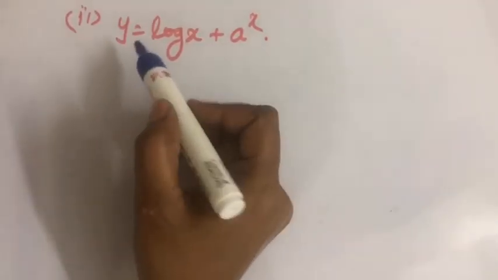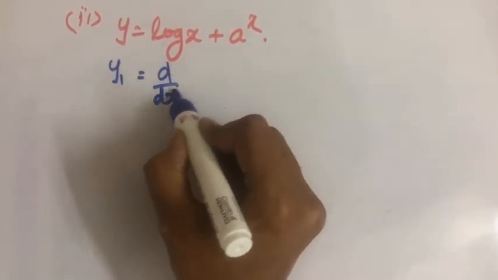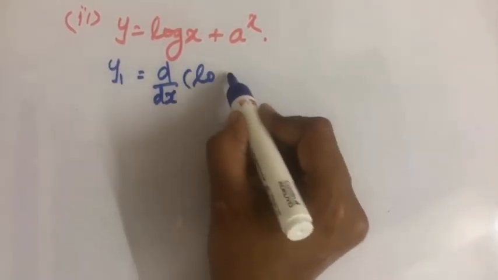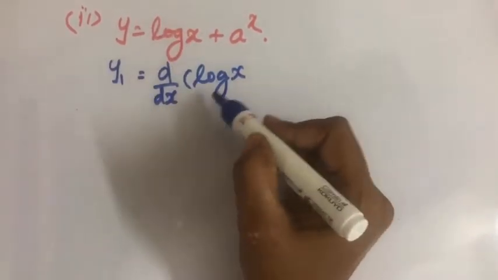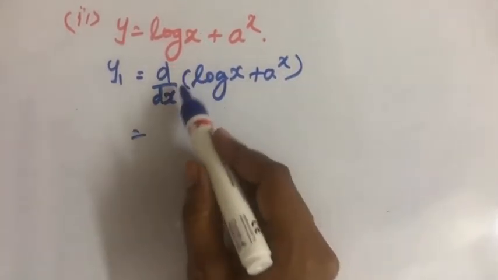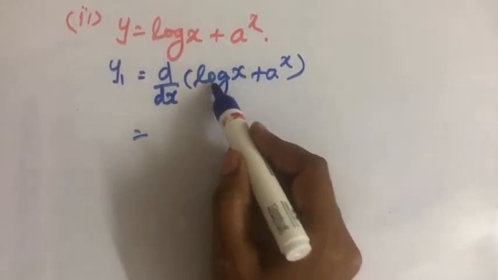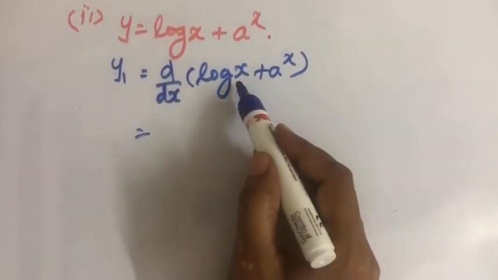Second one, y is equal to log x plus a power x. We need to find y2. So to find y1, we have to differentiate y. So what is our y? d by dx of log x plus a power x. So first we need to differentiate this and then we have to differentiate a power x. What's the differentiation of log x?